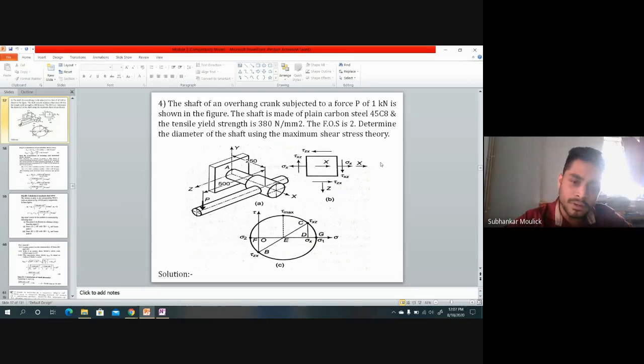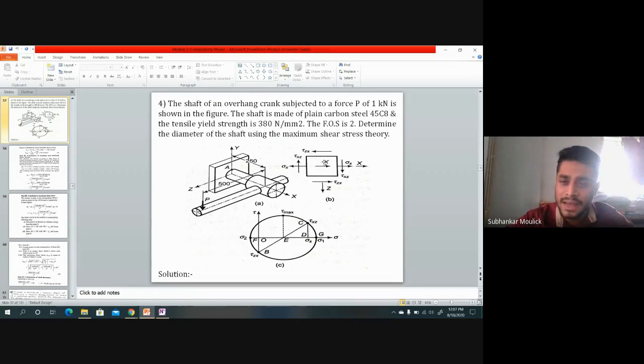And from the problem, it is also clear that a torsional stress will act on the shaft which is parallel to the z-axis, that is this particular shaft. And this torsional stress will act in the xz plane or zx plane. So the value of that torsional shear stress will be either tau xz or tau zx. It is given in this diagram.